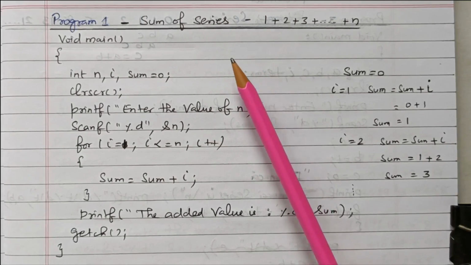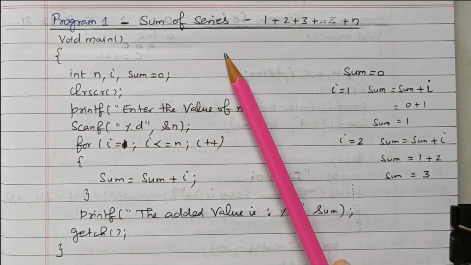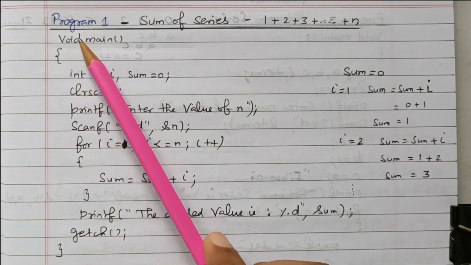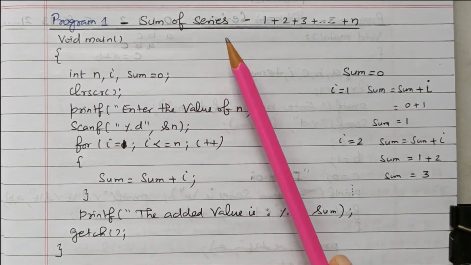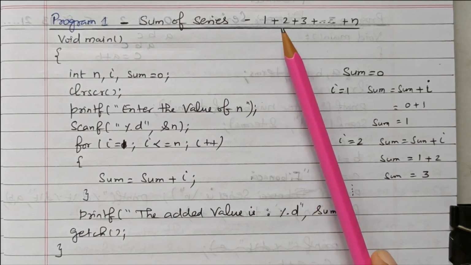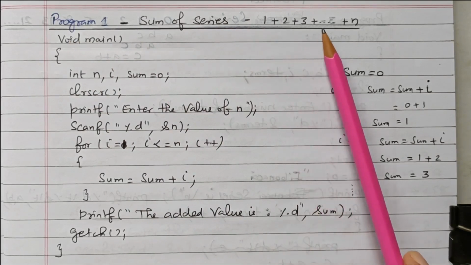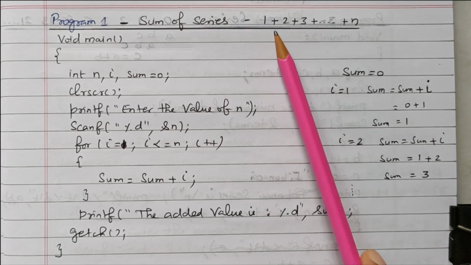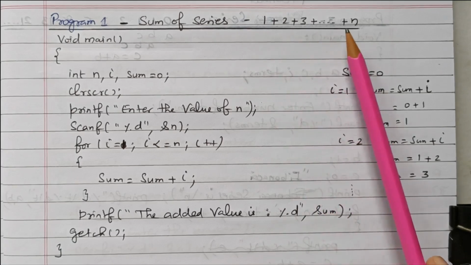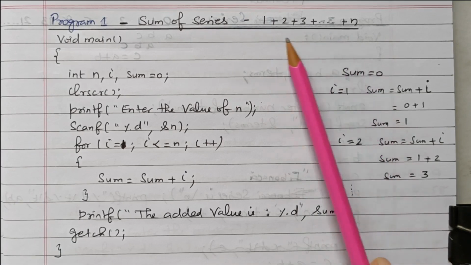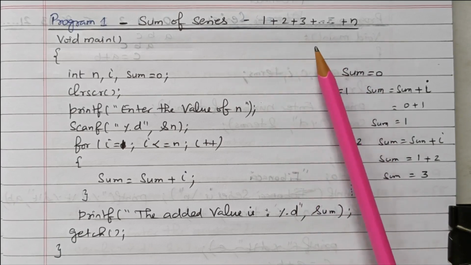Now we'll go to the topic. So using the C program, we need to find the program 1, that is sum of series. We need to find the sum of the series. The given series is 1 plus 2 plus 3 plus up to n. Right? So it is increased by 1 by 1. 1 plus 1 is 2, 2 plus 1 is 3, like that up to n numbers. So we need to find the sum of this series.